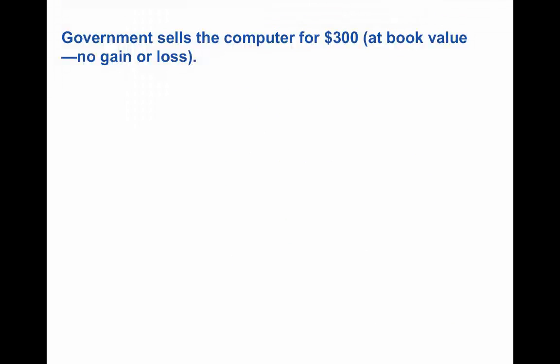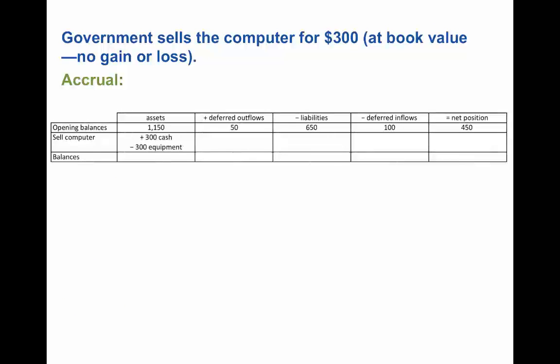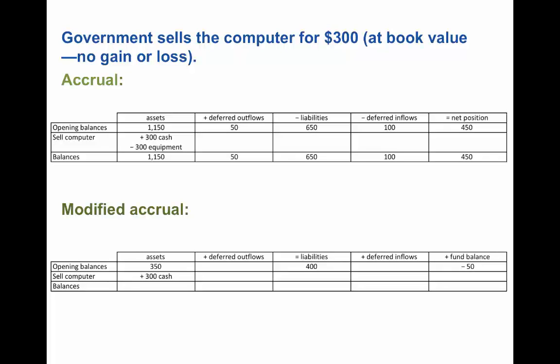Now, let's say the government turns around and sells the computer for $300, so we don't have to deal with gains or losses. Under accrual, it now has $300 in cash, and the equipment is removed from the books. Again, it's in exactly the same economic position, with no effect on net position whatsoever. Under modified accrual, you have the plus $300 in cash, but remember, we didn't recognize a capital asset here. So the balancing entry is revenue: they got $300, an inflow in current financial resources, and that's considered revenue.